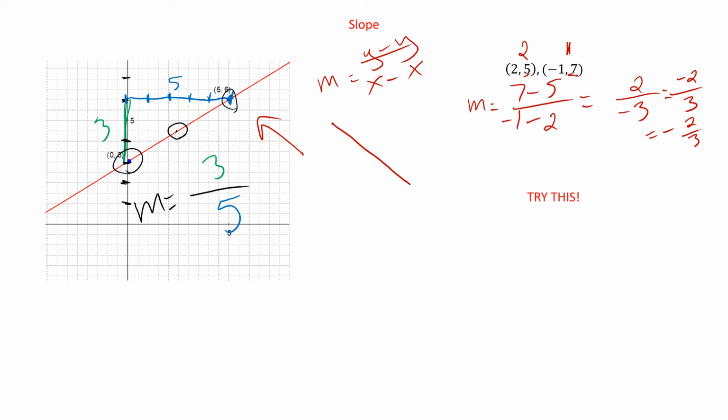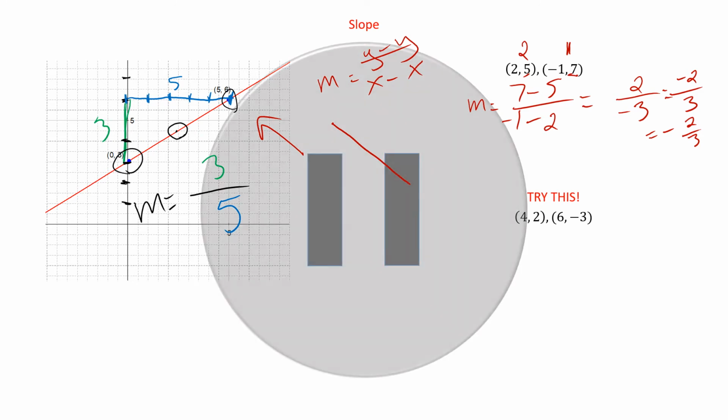So you're going to find the slope of one. You're going to try this one. We have the points 4 comma 2 and 6 comma negative 3. Make sure it's y minus y over x minus x, but go ahead, pause the video, find the slope, and come back in a minute when you get that.